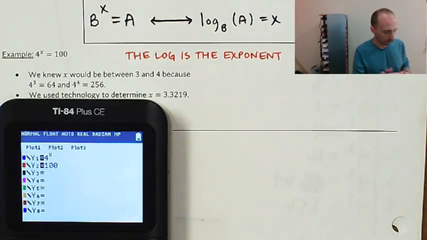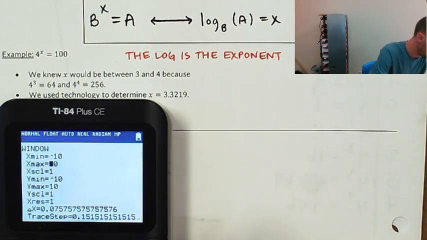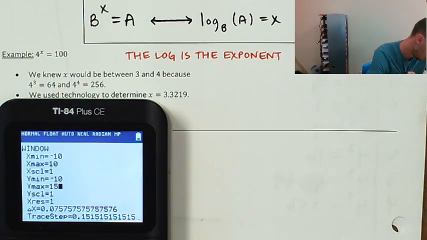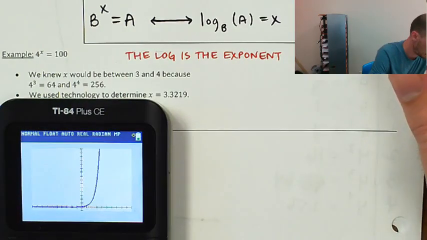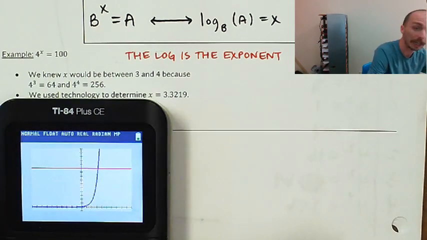All right, so I pulled out my technology. I've typed in y equals 4 to the x and y equals 100, and I'm going to graph. I'm going to actually manipulate the window because I need to be able to see y equals 100. I'm going to go from negative 10 to 150, and I'll set the scale at 10. Okay, so there's my exponential curve 4 to the x. There's y equals 100. I'm going to be interested in where they intersect, right?